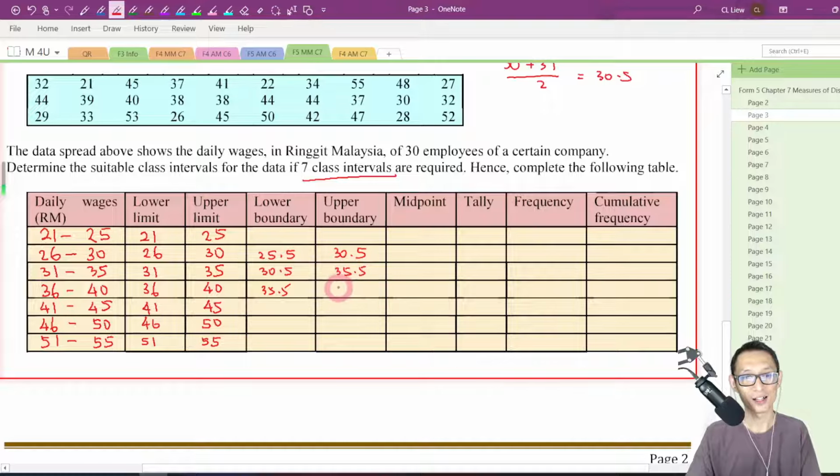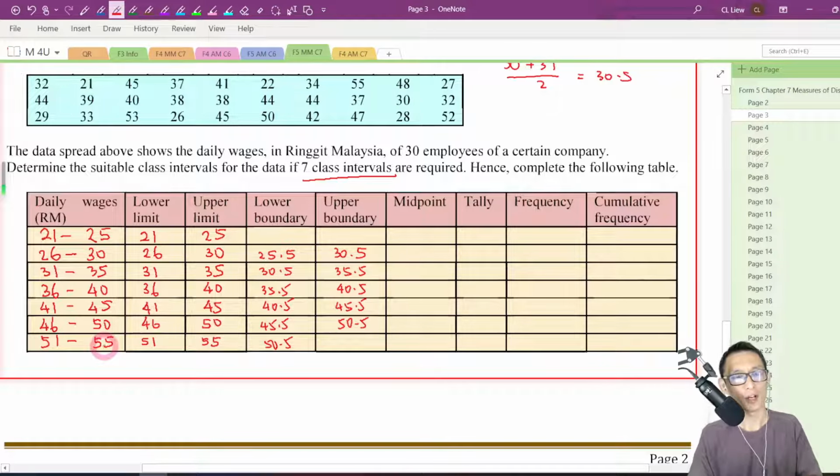So this is 40.5, or you can think this way, 25.5 plus 5 plus 5 and so on. Okay, this is 40.5. This is 45.5. This is 45.5. You see, it's always the same here. And this is 50.5. 50.5 here, and the last one, try to think. Now, maybe some students are having some problems here.